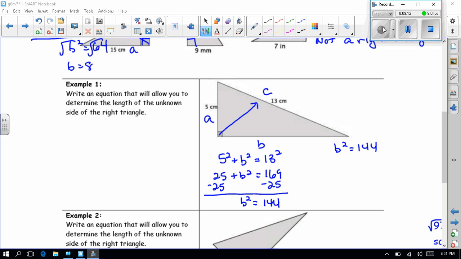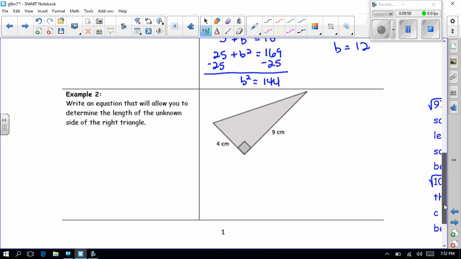Okay, I set it up as 5 squared plus b squared equals 13 squared. 5 squared is 25, plus b squared equals 169. Subtract 25 from both sides of the equation, and then you end up with b squared equals 144. Take the square root of both sides of the equal sign, and 144 is a perfect square, so b is equal to 12. So the missing leg here is 12 centimeters. Again, nothing's new here. This is just a reminder so far of everything we learned back in December.